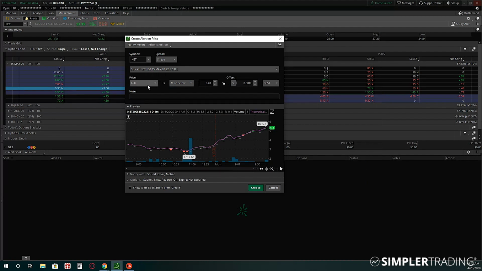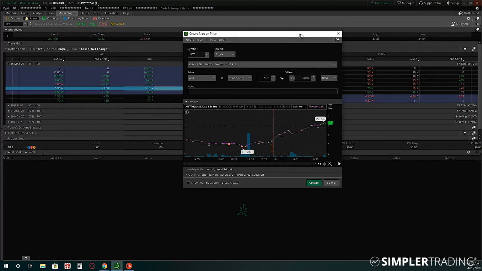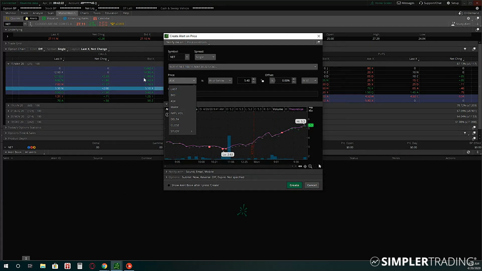And so when the ask, or actually I should do this as a bid because I'm closing it. So we're going to change it here. So notice how I clicked on it, right? But here's where you can change it. So you can choose it by last, bid, ask, the mark, the delta. And I'm actually going to go with the mark, right?